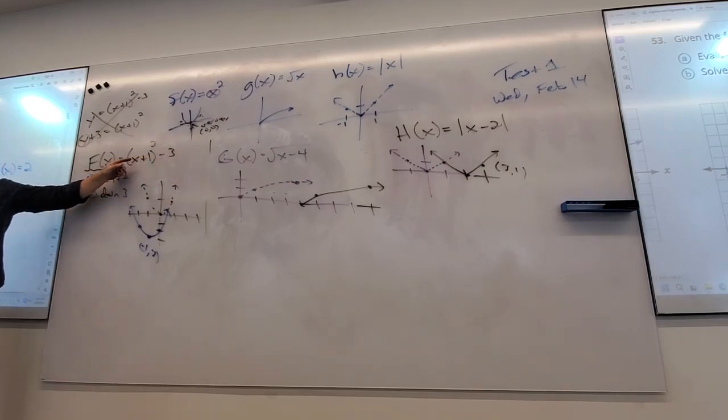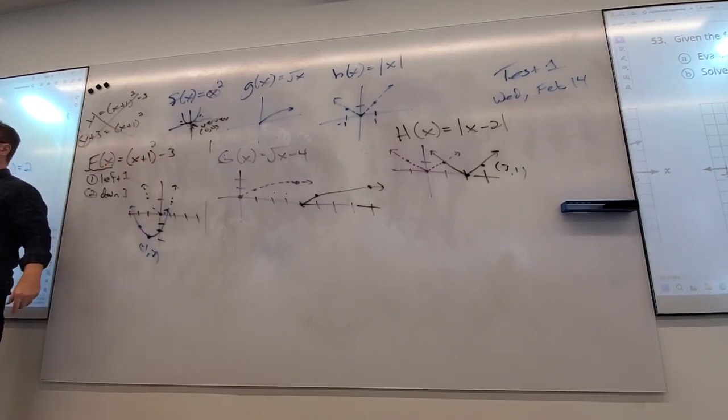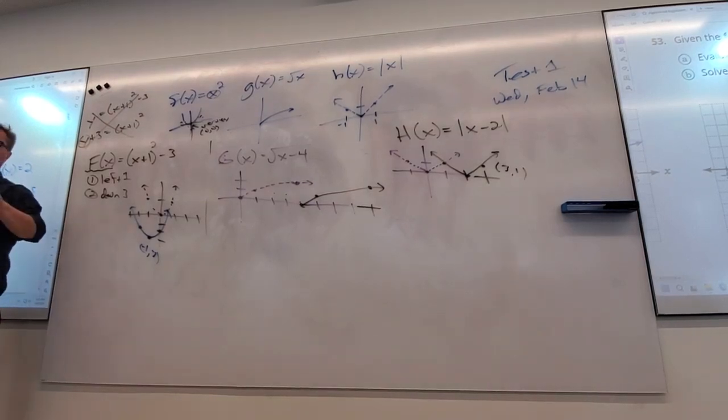Let me do this again. See how the vertex is at -1? Because I start at 0, 0, go back 1, down 3. Yes. Who had a hand? Somebody? I was going to ask you. Oh, good.